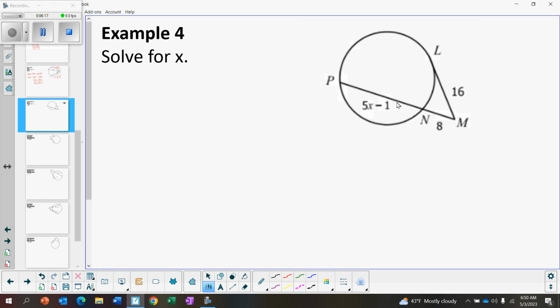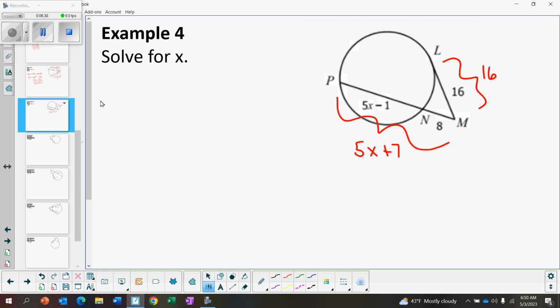For our next example, this is one of the ones where the part that's outside here is also the whole thing. So the outside is 16, the whole thing is 16. Here the outside is 8, the whole thing is 5x minus 1 plus 8. So minus 1 plus 8 is plus 7, so that's 5x plus 7.